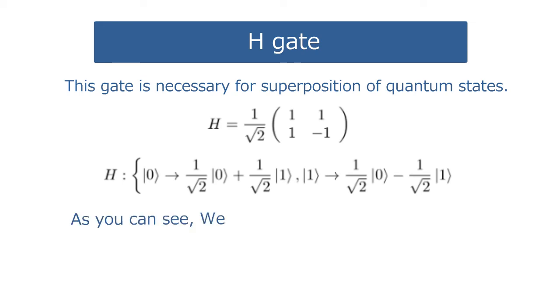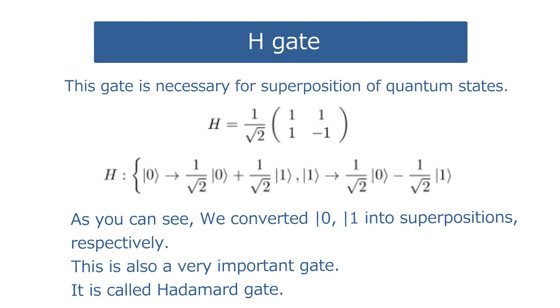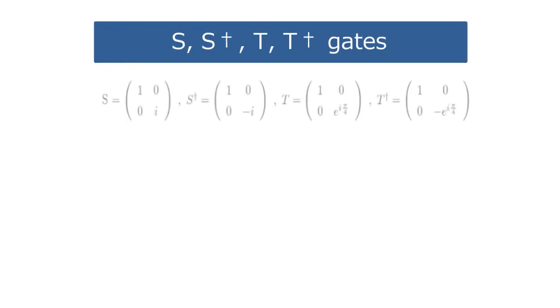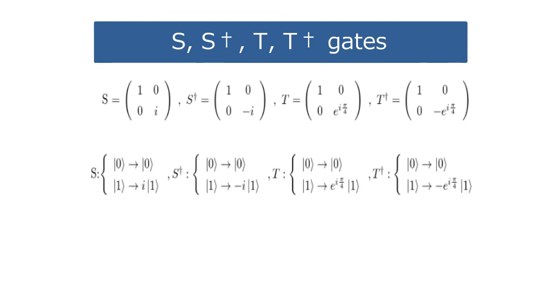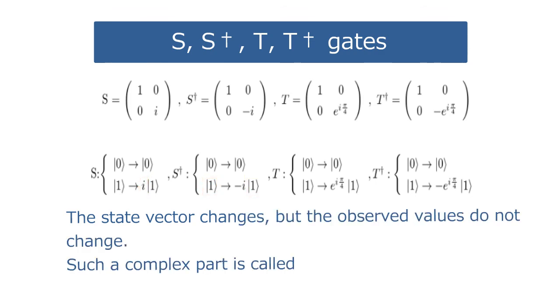As you can see, we converted 0, 1 into superpositions, respectively. This is also a very important gate. It is called Hadamard gate. These are the matrix of the gates. The state vector changes, but the observed values do not change. Such a complex part is called a phase. It is called phase gate.